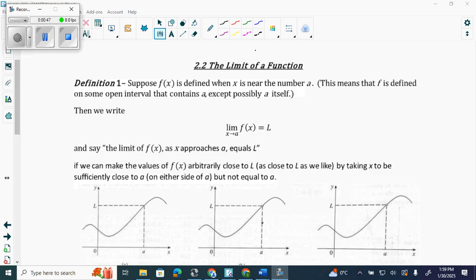So, definition 1. Suppose f of x is defined when x is near the number a. This means that f is defined on some open interval that contains a, except possibly a itself. Then we write the limit as x approaches a of f of x equals L, and say the limit of f of x as x approaches a equals L, if we can make the values of f of x arbitrarily close to L, as close to L as we like, by taking x to be sufficiently close to a on either side of a, but not equal to a.